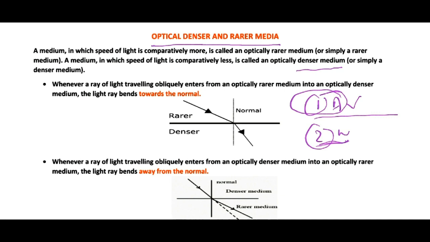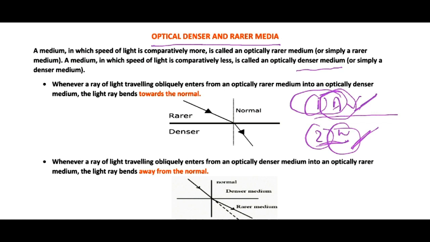Fine. So let us take an example of air and water. In air, the speed of light is comparatively more as compared to water, so we can say air is optically rarer medium and water is optically denser medium. Clear? Or you can say a medium whose density is less is optically rarer, and whose density is more is optically denser medium. Clear?